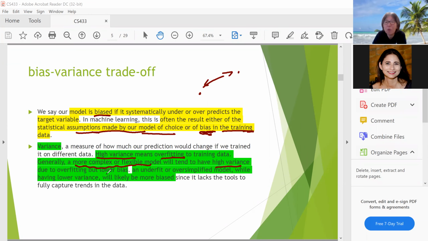And it says low bias, but a higher bias can cause underfitting. The oversimplified model can also cause underfitting. Having low variance, as we said previously, with a higher bias, can cause this because it lacks the tools to capture the trends of the data. So this is the overall picture about variance and bias.